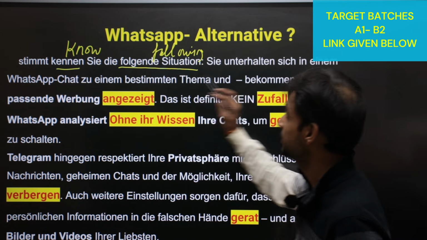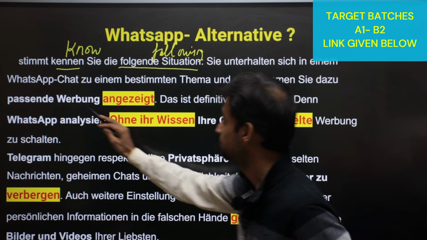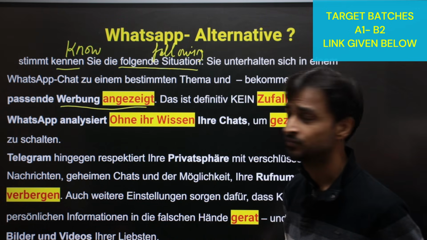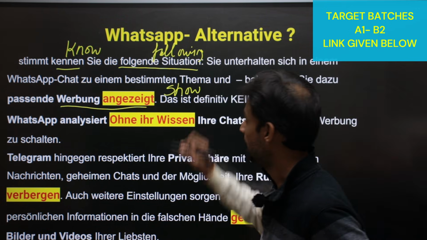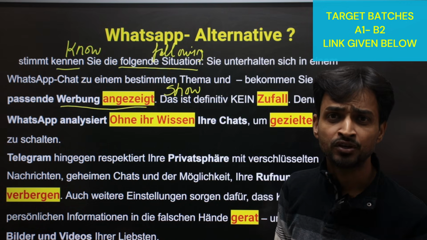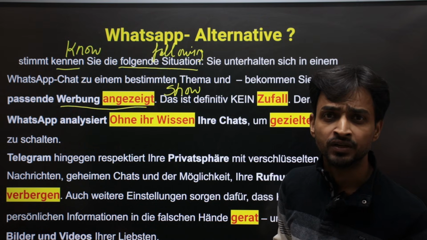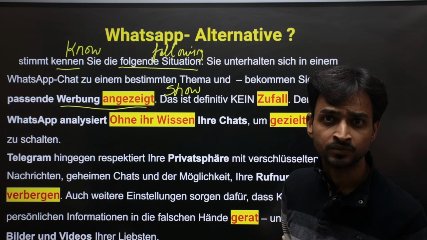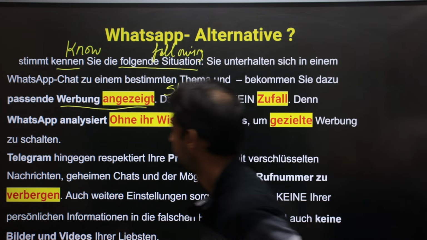Sie unterhalten sich in einem WhatsApp-Chat zu einem bestimmten Thema und bekommen dazu passende Werbung angezeigt. Angezeigt? Shown. You are chatting on WhatsApp about a particular topic, and immediately you see the same kind of advertisement on your social media. You must have seen that. You must have experienced that. This is what they are saying.